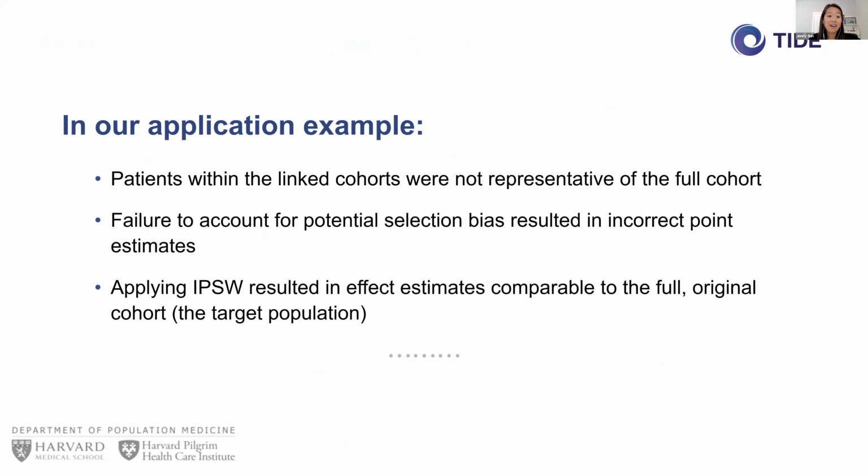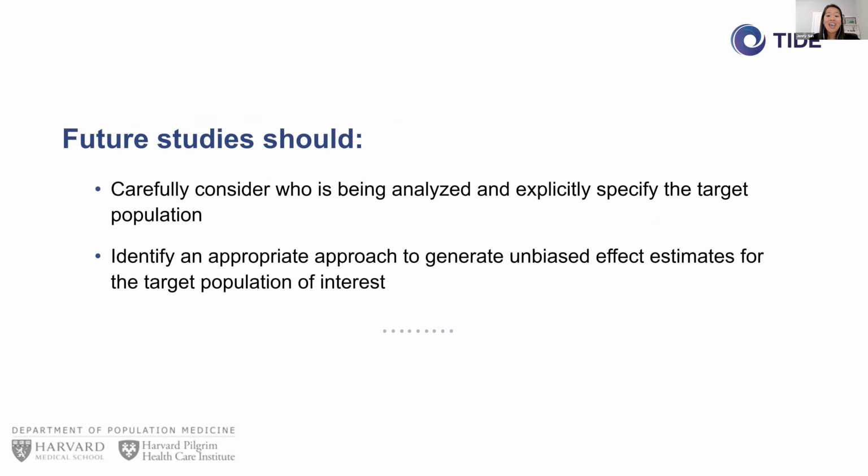In summary, in our application example, we found that patients within the linked cohorts were not representative of the full cohort, and failure to account for potential selection bias resulted in incorrect point estimates. But applying IPSW resulted in effect estimates comparable to the full original cohort. And even though we only show one application example, we learned a lot about this often overlooked issue of selection bias in linked database studies.